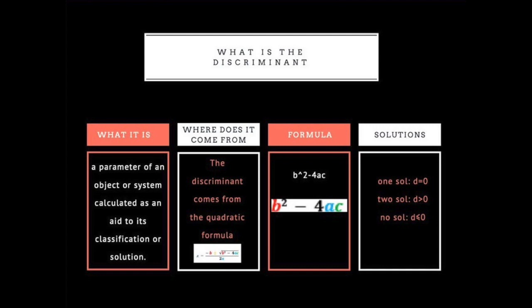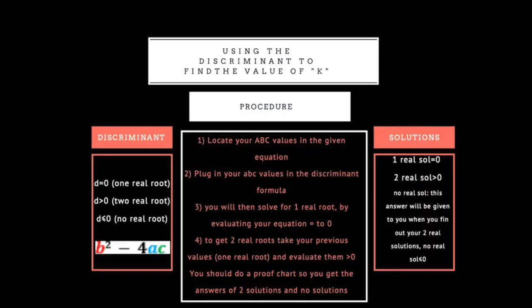When you have one solution, the discriminant has to be equal to 0. When you have two solutions, the discriminant has to be greater than 0. And when you have no solutions, the discriminant has to be less than 0. So that means a negative discriminant. This is the procedure to find the value of k by using the discriminant formula.